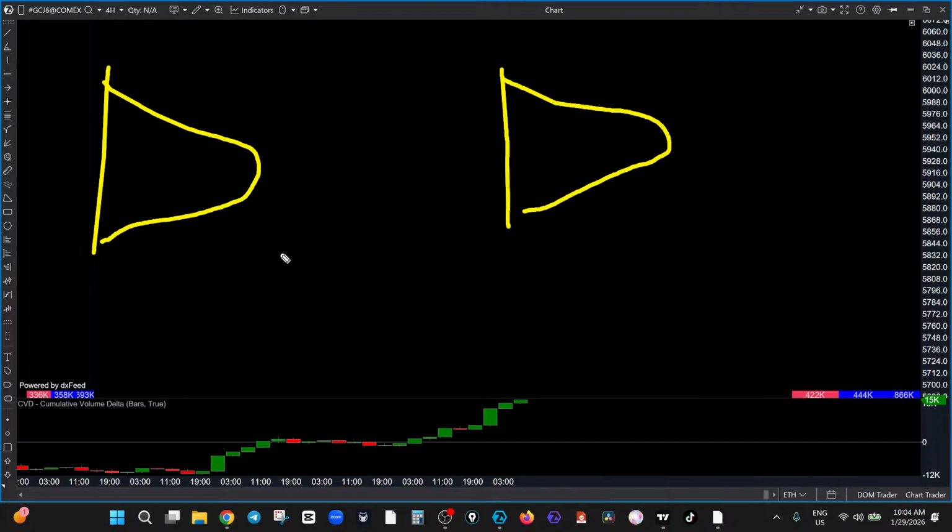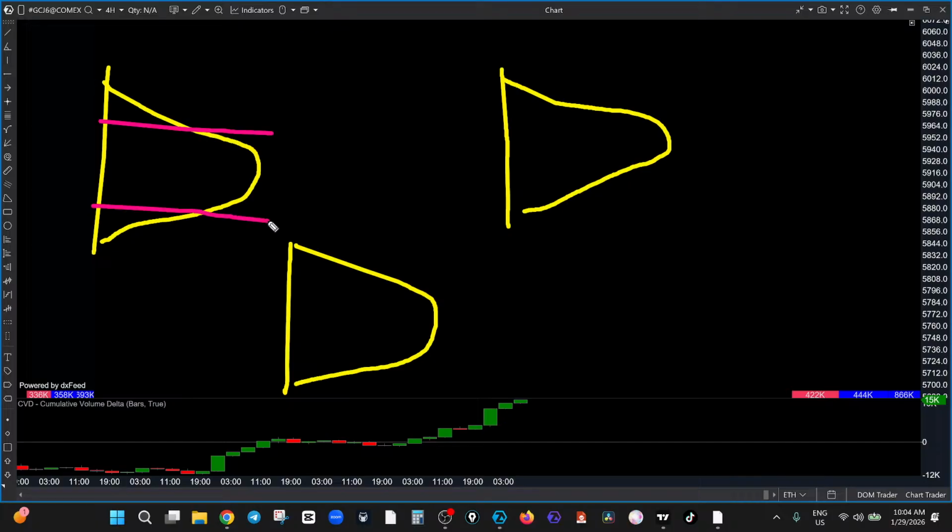And the last one. Okay, so let's say this is the value area high, this is the value area low, value area high, value area low. Okay, this is your takeaway.